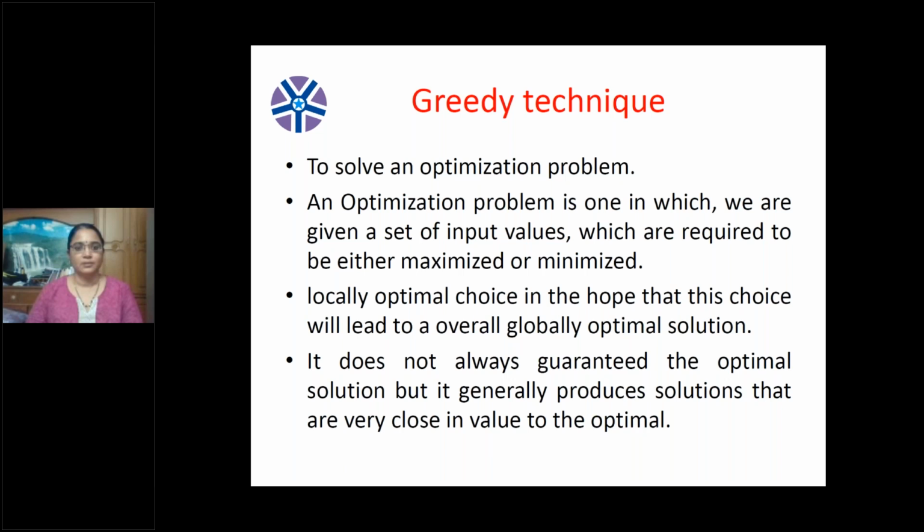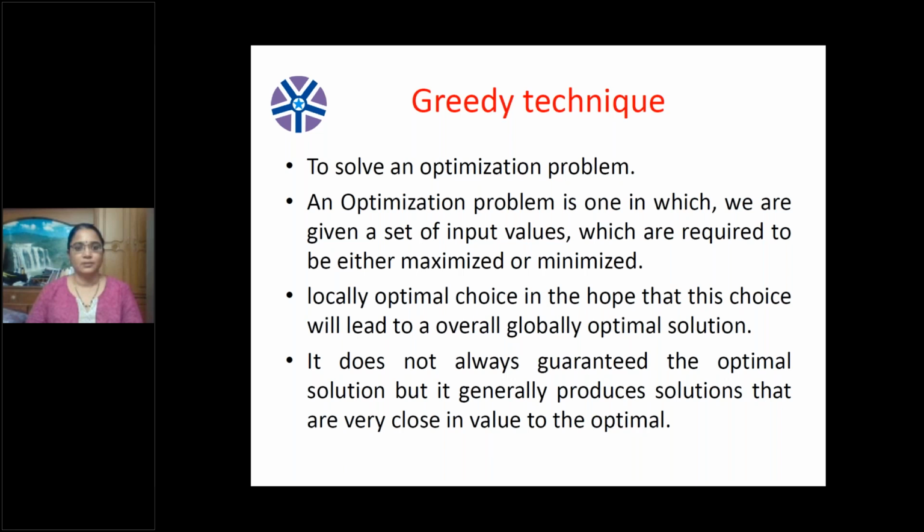Depending on the problem, you need to choose whether it is a minimum value or a maximum value. An optimization problem is one in which we are given a set of input values, which are required to be either maximized or minimized. Suppose by taking some input values, we solve the objective function and get the minimum value or maximum value. That should be the optimal value for that particular problem.